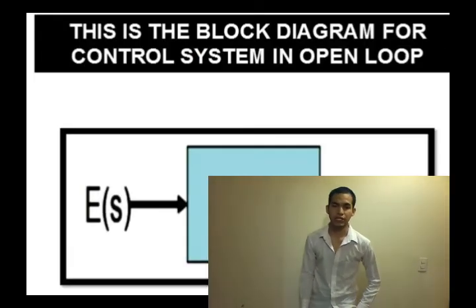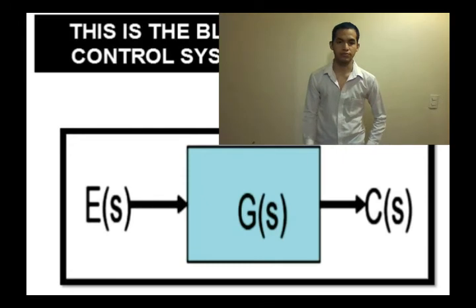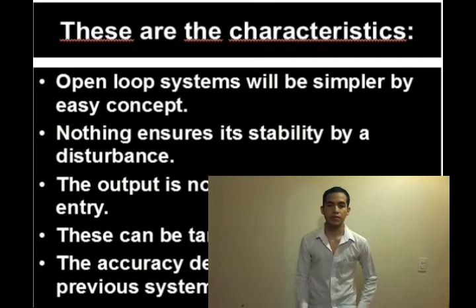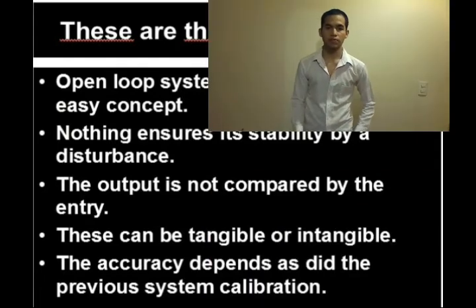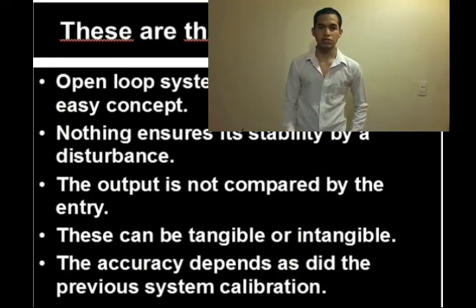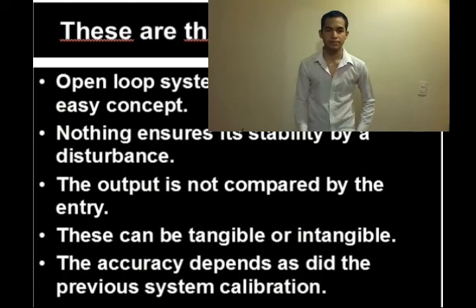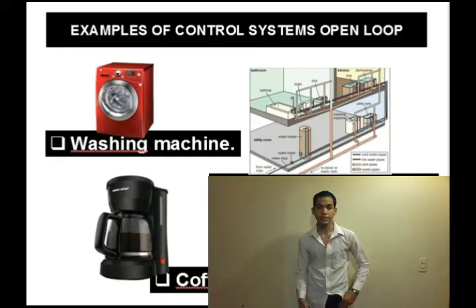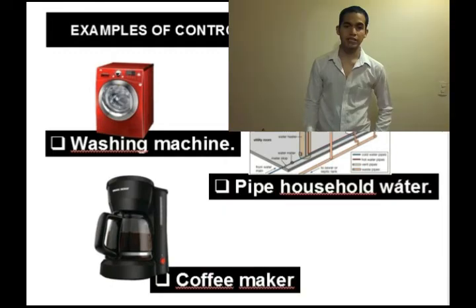This is the block diagram for the open loop control system. These are the characteristics. Open loop systems are simple in concept. Nothing ensures stability against disturbances. The output is not compared with the input. The system can be changeable or intangible. The accuracy depends on the previous system calibration. Examples of open loop control systems: washing machine, pipes, household water, coffee maker.